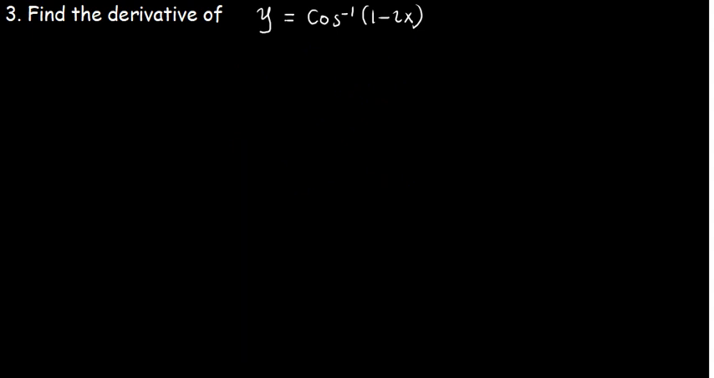y is equal to cosine inverse of 1 minus 2x. We want to find the derivative. So dy over dx is going to be equal to, the first thing is to find the derivative of cosine inverse, and you know that the derivative of cosine inverse is negative 1 divided by the square root of 1 minus x squared, but x in this case is this one, that is 1 minus 2x. So we're going to square this.